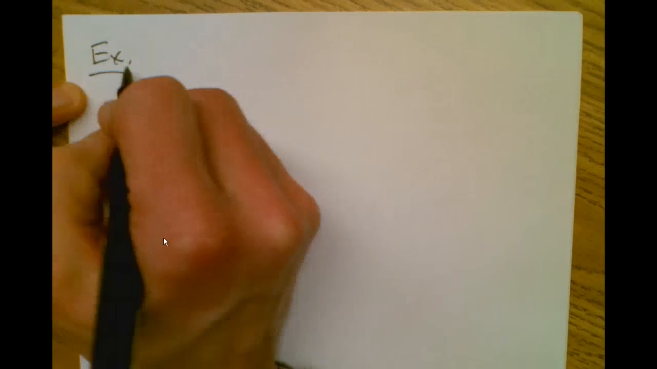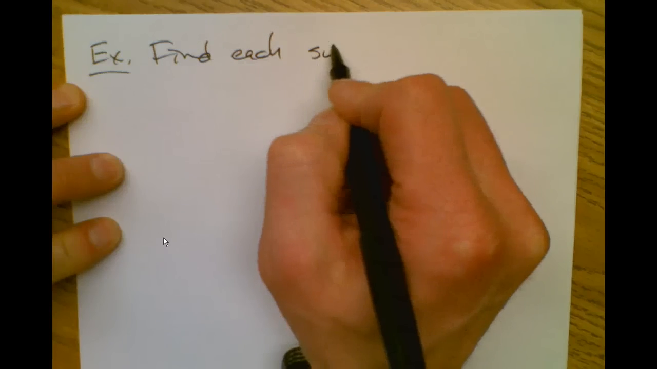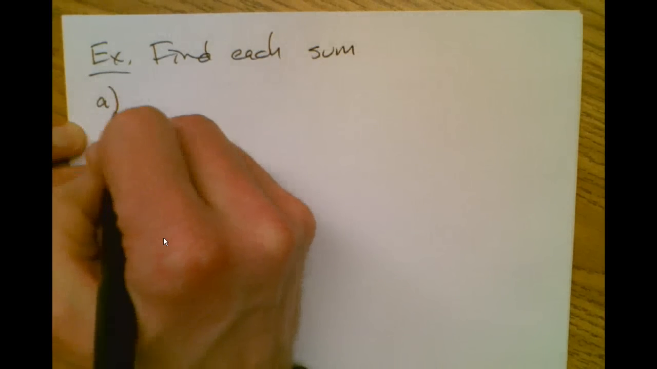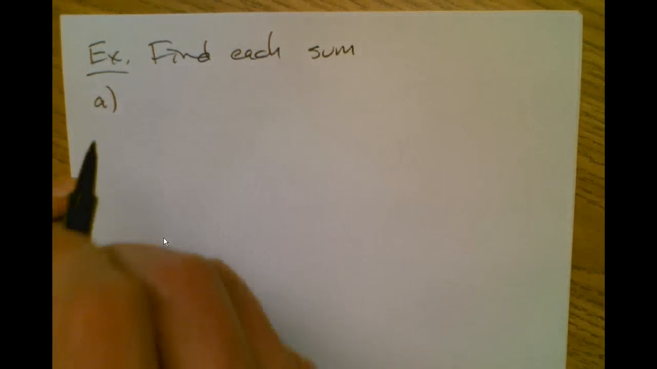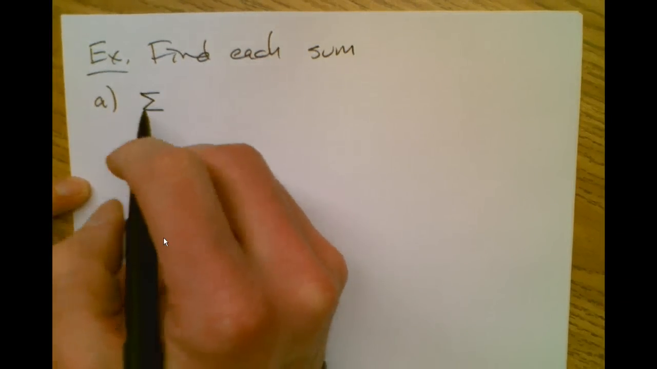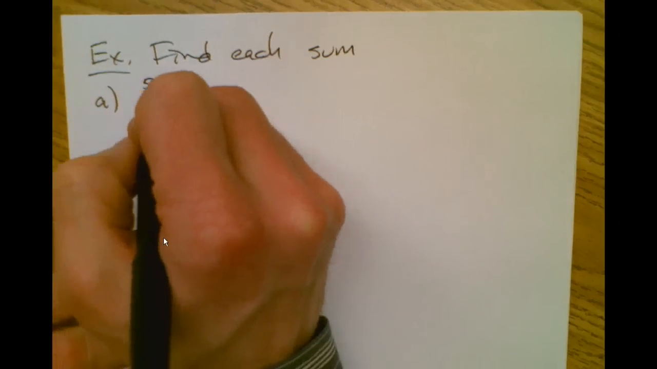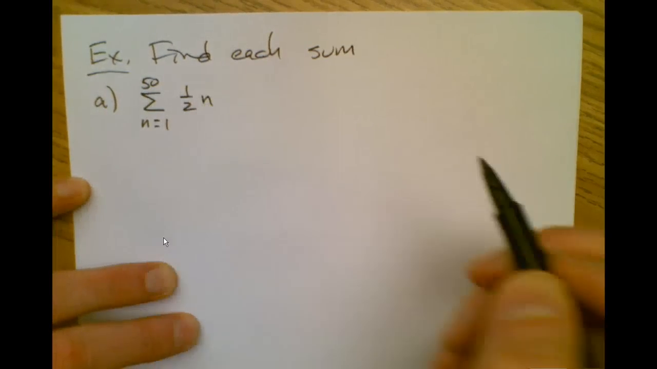So find each sum. And as always, if you feel like you want to give these a try on your own, pause the video, and then you can restart it to check your work. So we've got the sum as n goes from 1 to 50 of 1/2 n.